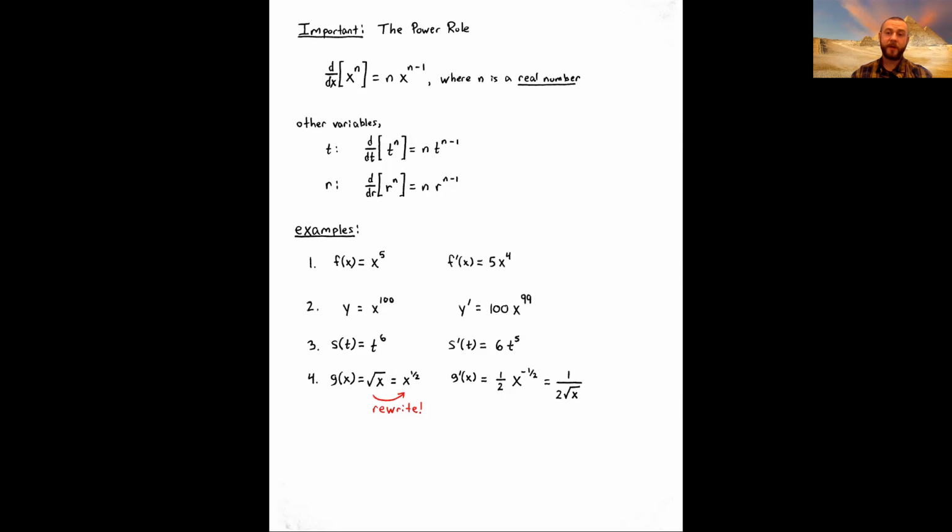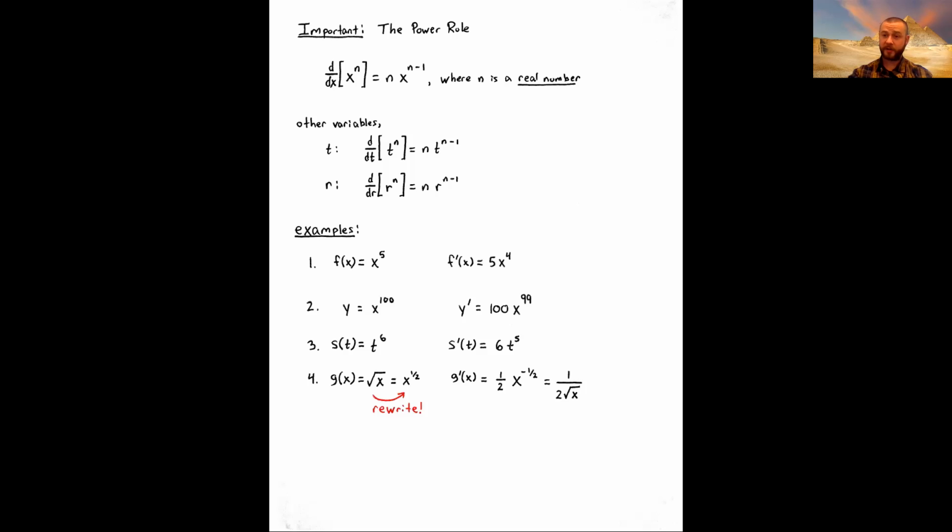And that's an example where you might have been asked to find the derivative of square root of x using the limit definition. Now, you would have used the conjugate at the time, and it works, but here, rewriting square root of x as x to the 1/2, we get the derivative much more efficiently.